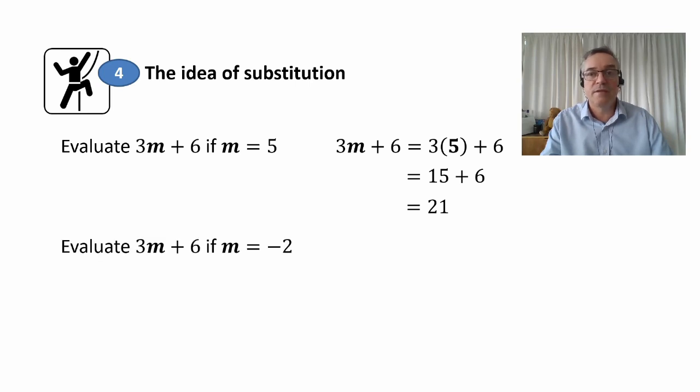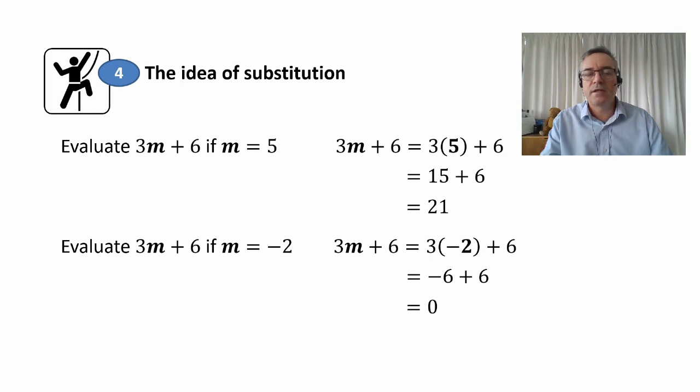Let's do another one. What if m was negative 2? So we put a negative 2 in. Notice I really want to use those brackets there. Otherwise, it would look like 3 subtract 2. Those brackets are important. And it becomes negative 6 plus 6 is 0.